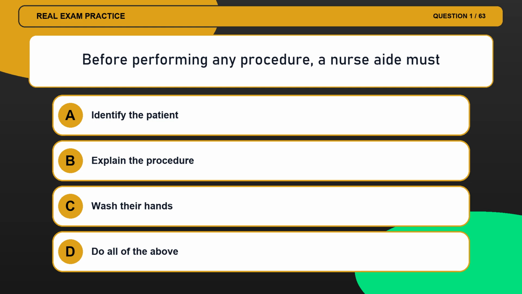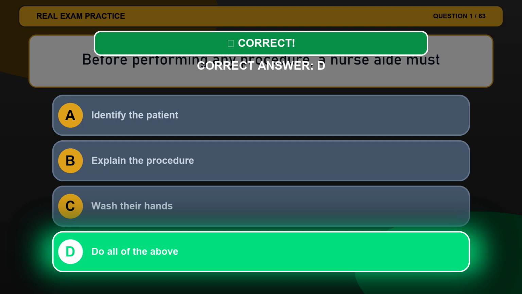Question 1. Before performing any procedure, a nurse aide must: Option A, identify the patient. Option B, explain the procedure. Option C, wash their hands. Option D, do all of the above. The correct answer is option D, do all of the above.